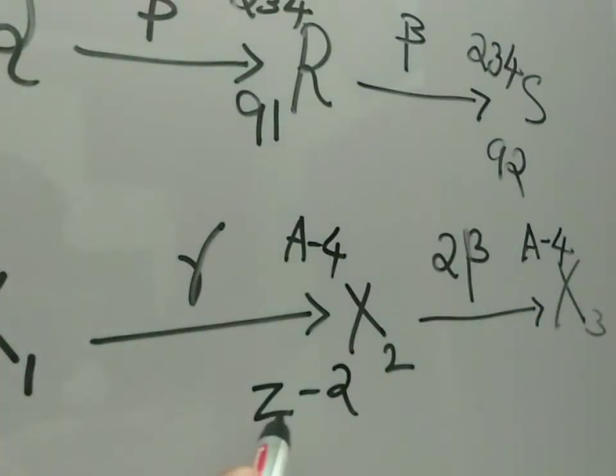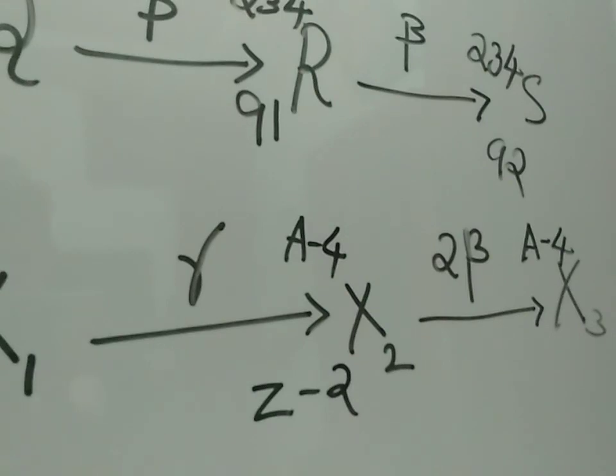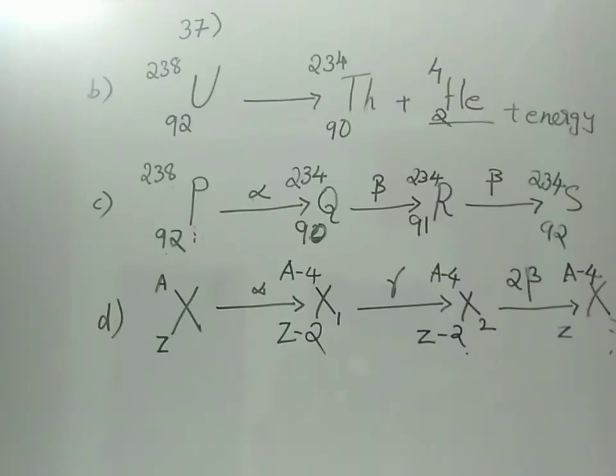But for the atomic number, if it is a beta emission, we should add 1. The given atomic number plus 1. But here it is 2 times beta. So we have to add 2. That is Z minus 2 plus 2. Already we have Z minus 2, to that we are adding plus 2. So minus 2 plus 2 will cancel. So what will be remaining? You will get only Z. X3 is A minus 4, Z. So I think it is clear.